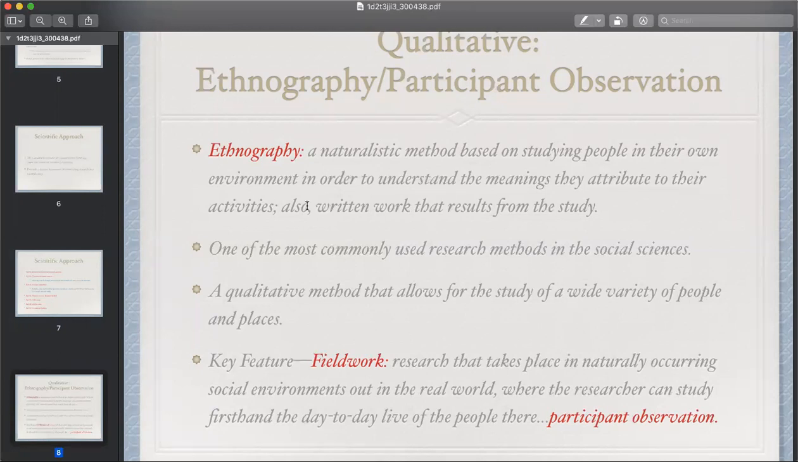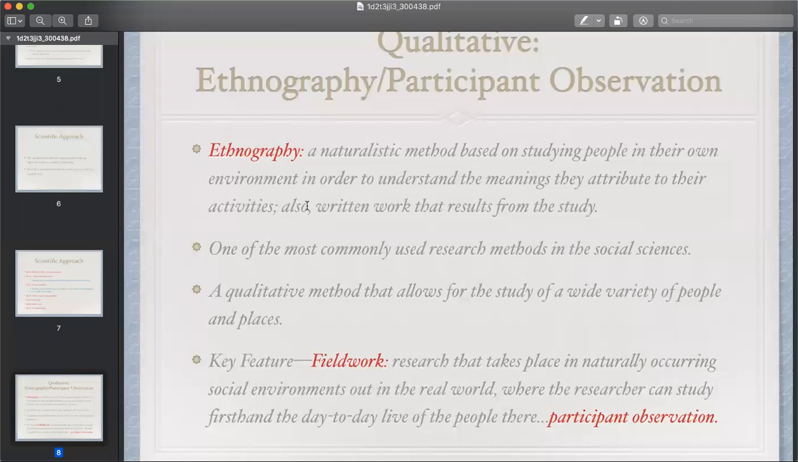In ethnography, as we adopt this naturalistic approach, we begin to engage in what we call field work. And field work's essentially research that takes place naturally in a social environment, right? Where we begin to engage and observe on a first-hand basis the day-to-day lives of individuals. And what we do in ethnography is that we engage in what we call participant observations.